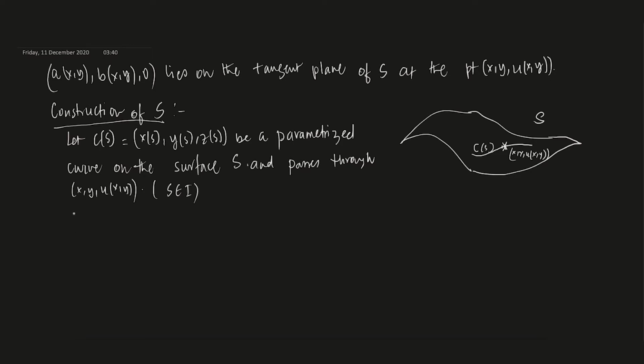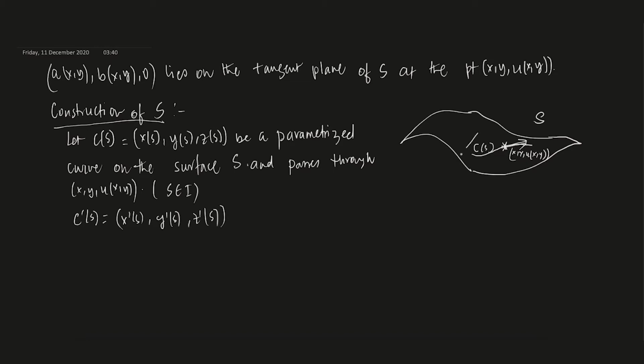The tangent to C of S is given by C prime of S, which is X prime of S, Y prime of S, and Z prime of S. This is a tangent vector at this point. And this tangent vector should lie on the tangent plane.